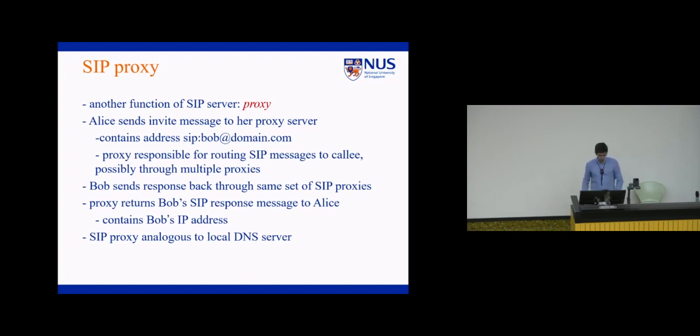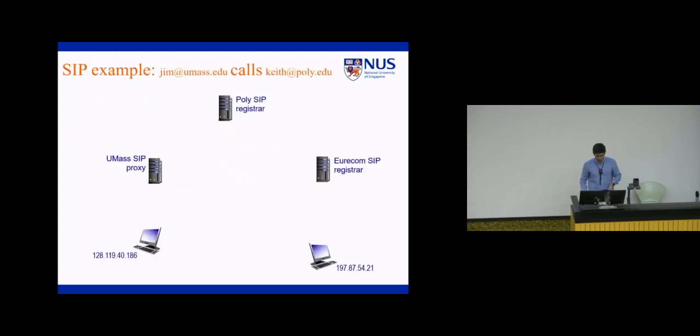I already mentioned this proxy function. Alice first sends the invite message to her proxy server, and it will contain the address of Bob. That proxy is responsible for routing SIP messages to the callee, possibly through multiple proxies, in that case, SIP registrars. And Bob will send the response back through the same set of SIP proxies. A SIP proxy is analogous to the local DNS server. And sometimes these SIP registrars and proxies are on the same servers, so they can be co-located at times.